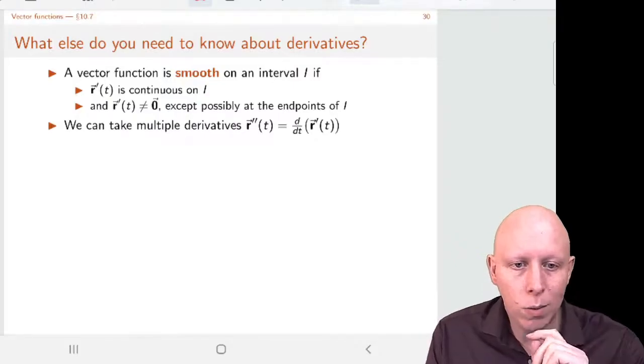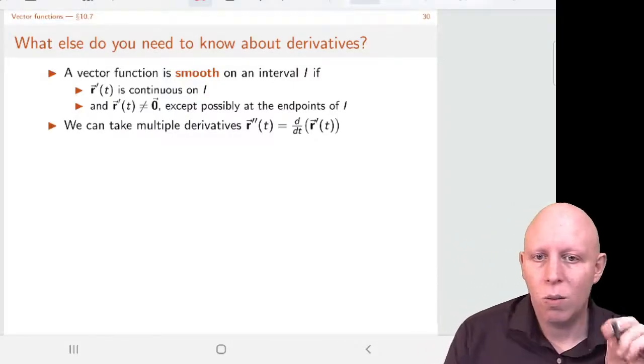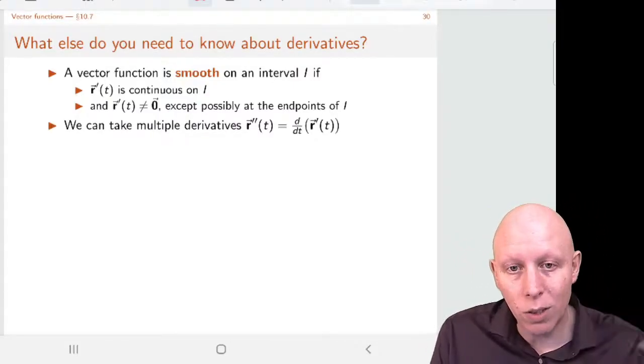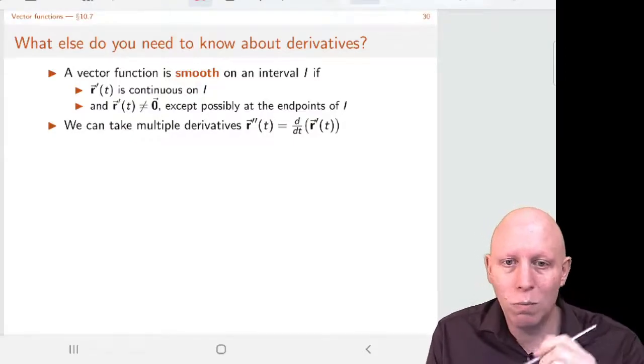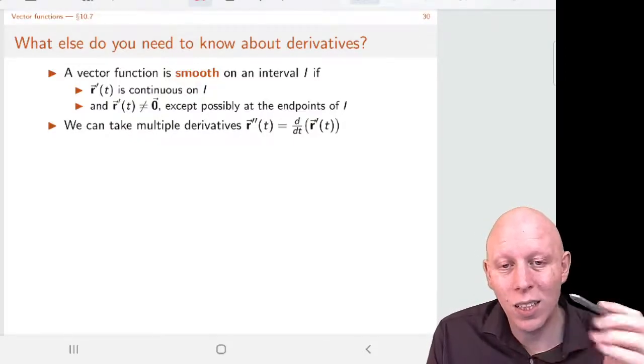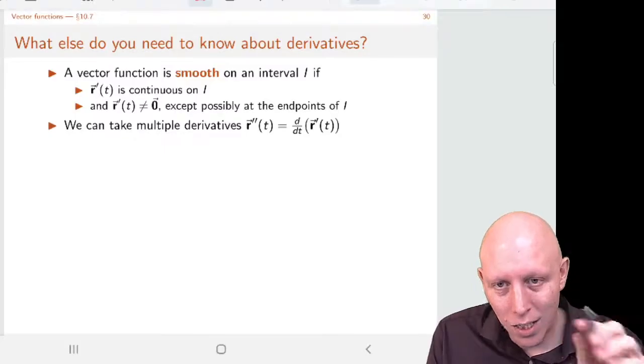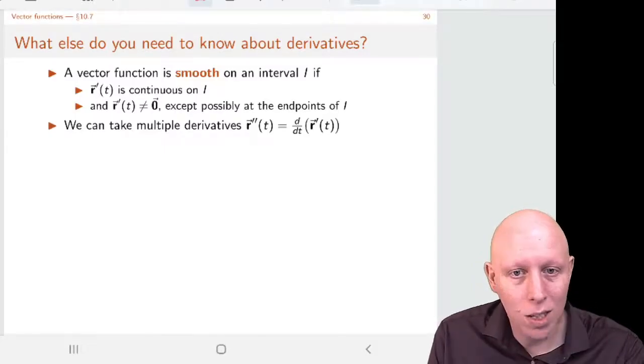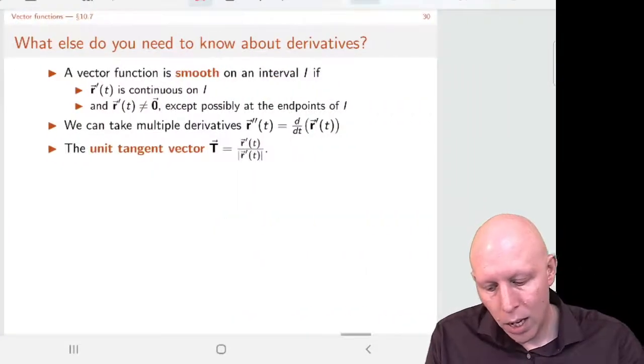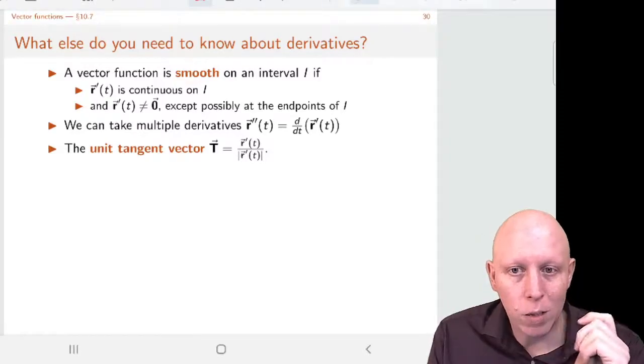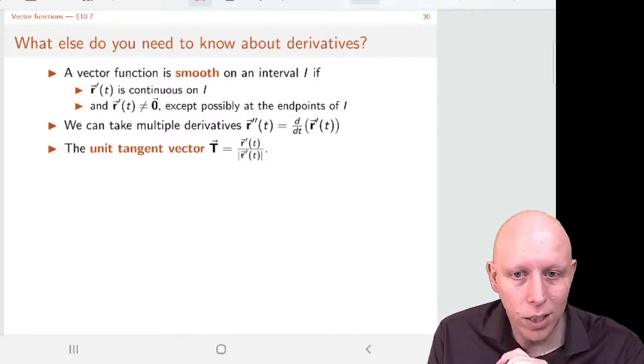All right. Another thing that we might care about is that you can take a derivative of a derivative, right? So the second derivative means take the derivative with respect to t once, and take the derivative with respect to t another time. Great. We can also talk about the unit tangent vector.